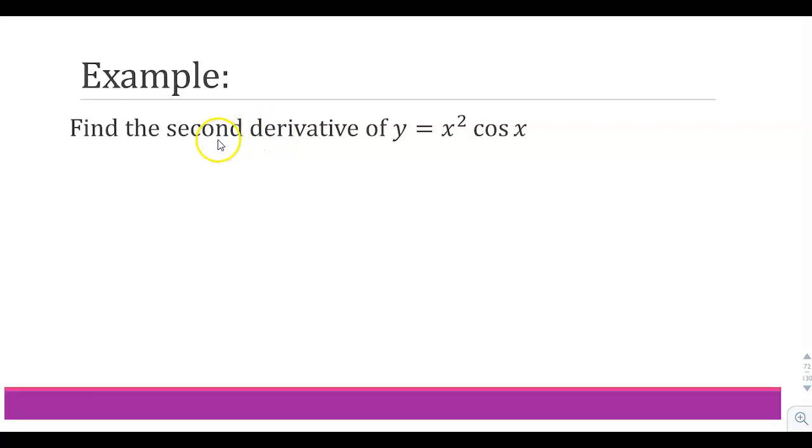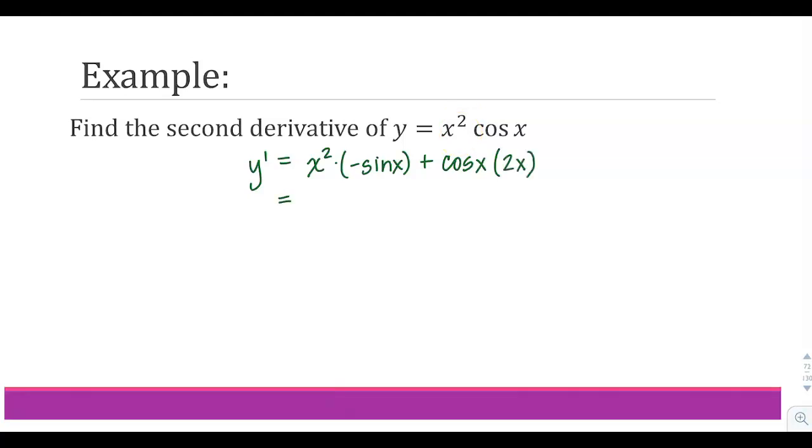In this example, we're asked to find the second derivative of y equals x squared times cosine x. So we are going to need to use the product rule. X squared is one function times cosine x is another function of x. So we'll start with the first derivative here, y prime. It is the first function x squared times the derivative of the second function, the derivative of cosine, which is negative sine x, have to use parentheses or it'll look like subtraction, plus the second function cosine x times the derivative of the first, the derivative of x squared, which is 2x.